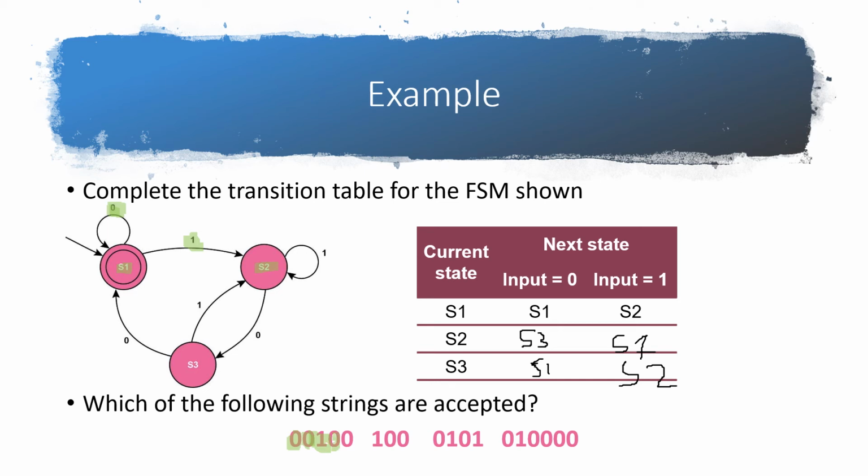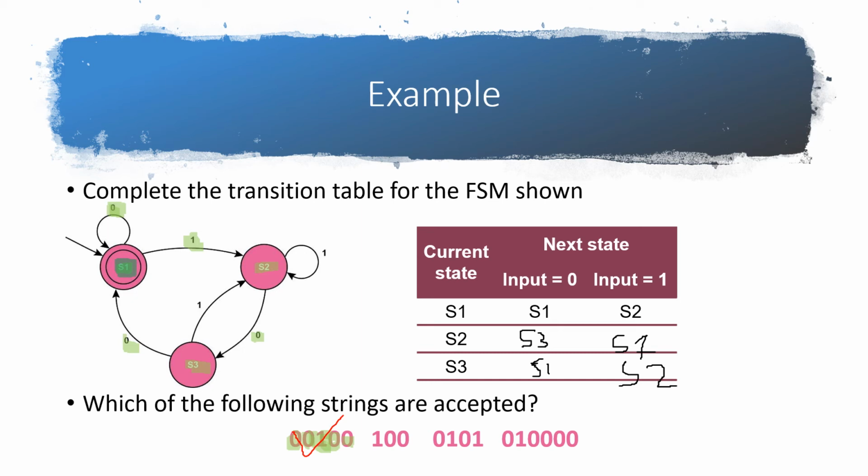The next 0 is going to use this transition from S2 to S3. And then the final 0 there is going to get us from S3 using that one there and using the S1. So we've actually had a route using 0, 0, 1, 0, 0 from the start state to the accept state. So what we can say for certain then is that is correct.